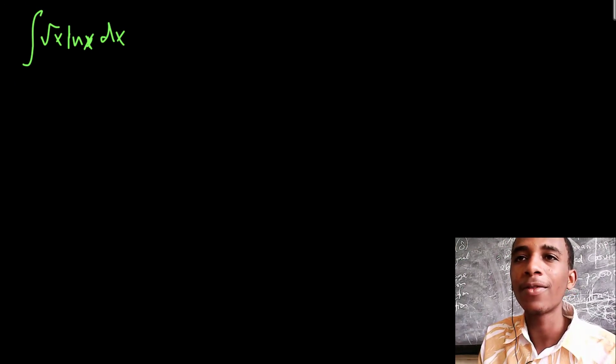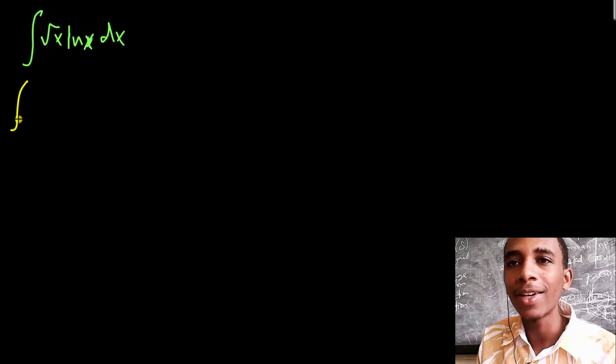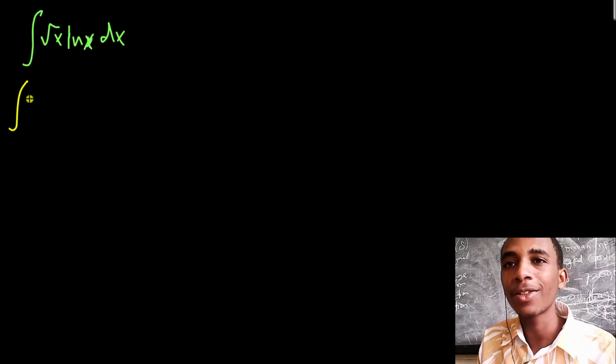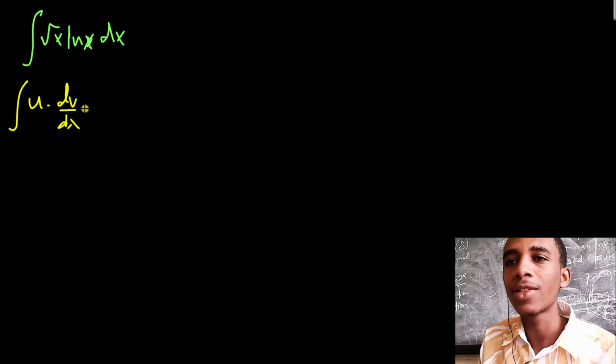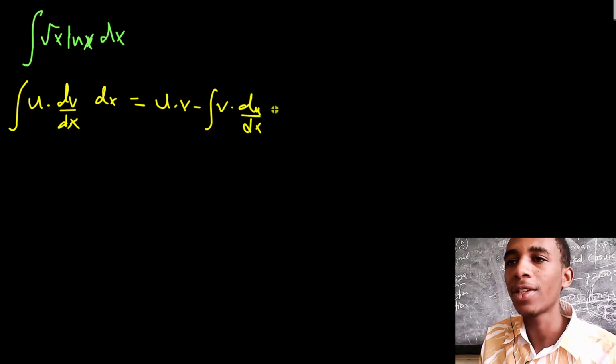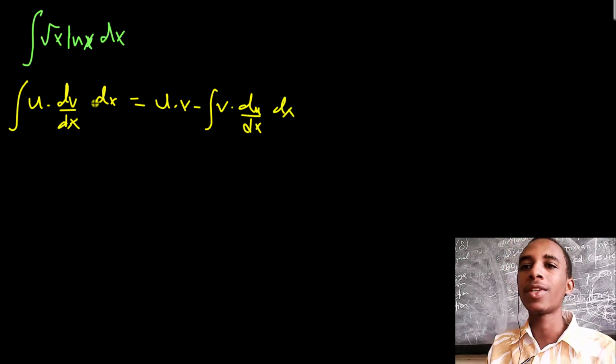So if I have a function like u times dv dx, of course with respect to x, then its integral becomes u times v minus the integral of v times du over dx, with respect to x.